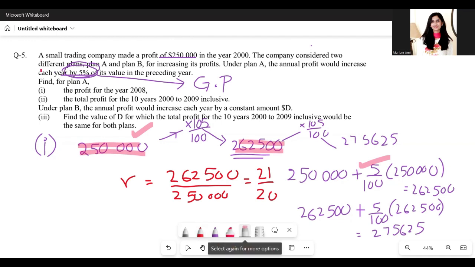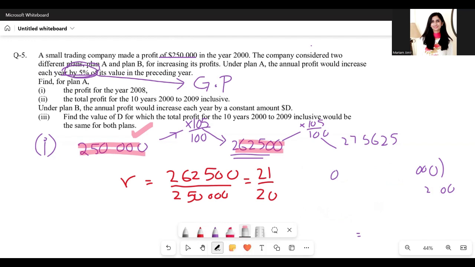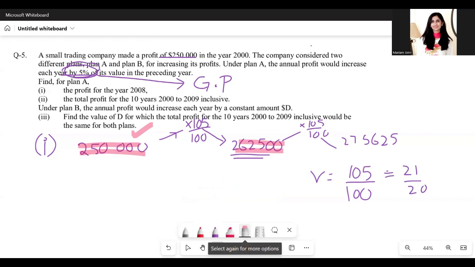But I would strongly advise you to not waste time here, and instead know that a 5% increase means that you're multiplying the previous value with 105%. That is the quickest way of finding R, which gives 21 over 20. Okay, so we know the first term, 250,000. We know the R, 21 over 20. It's asking us for the profit in year 2008.